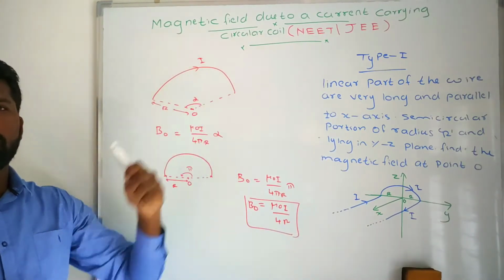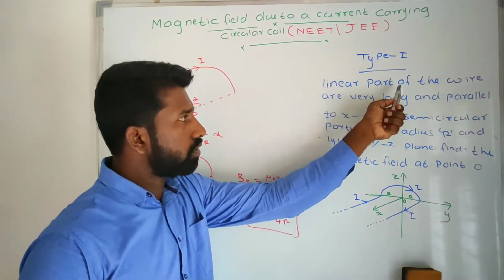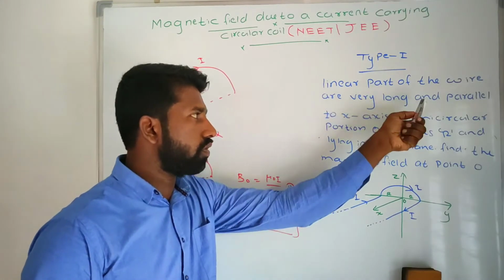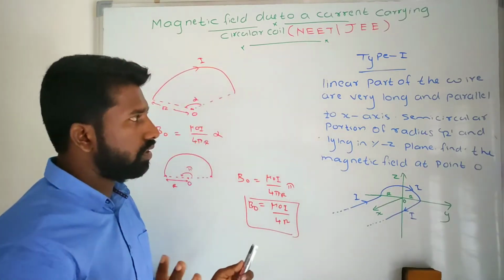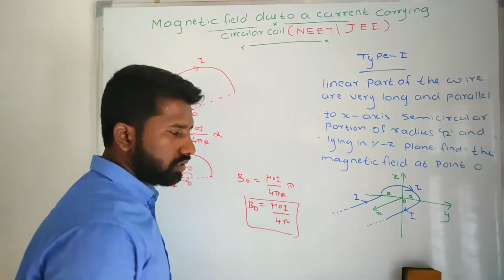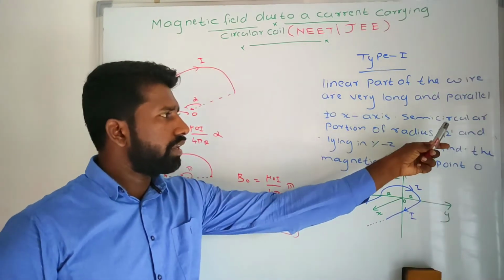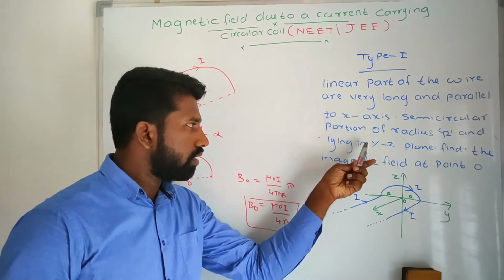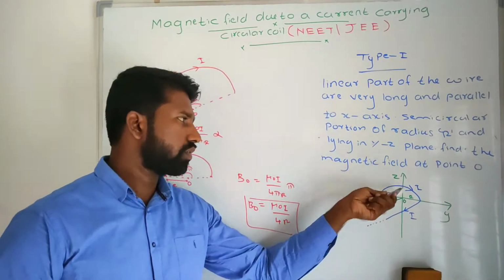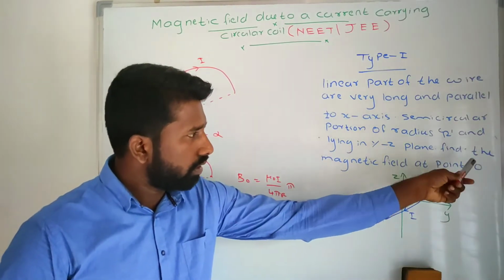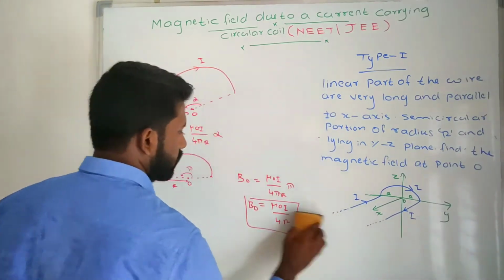Now we will go to the type of problems. First we will discuss type 1. The linear parts of a wire are very long. That means in this diagram, the linear parts are very long and parallel to the x-axis. Then the semicircular portion of radius r is lying in the YZ plane. Find the magnetic field at the point O. So this is the problem.